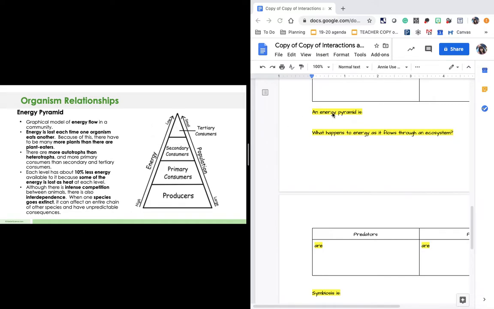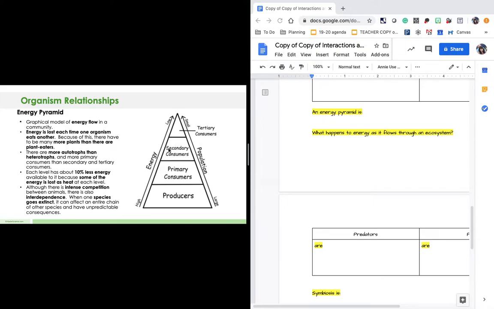So what is an energy pyramid? It's a graphic model of energy flow in a community. Energy is lost each time one organism eats another. Because of this, there have to be many more plants than there are plant eaters, right? There are more autotrophs than heterotrophs, which are producers. Producers are autotrophs. Heterotrophs are going to be the consumers. And then there's more primary consumers than secondary consumers. So just think about that.